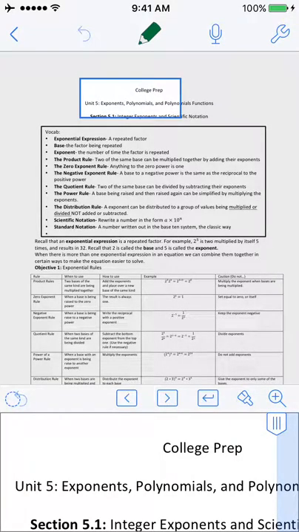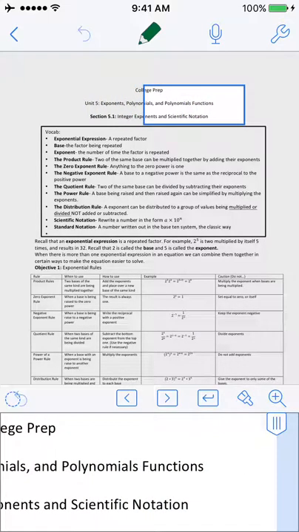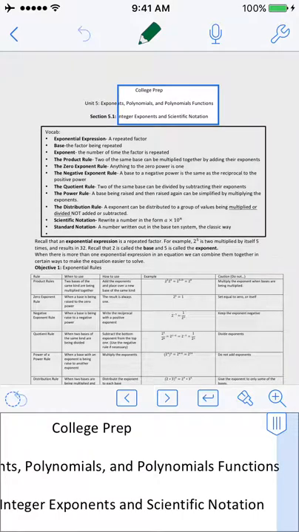All right, welcome to Chapter 5, Unit 5. We are talking about exponents, polynomials, and polynomial functions in Chapter 5. We're stepping away from matrices and systems, so a couple of you can breathe deep. A couple of you might be a little disappointed.